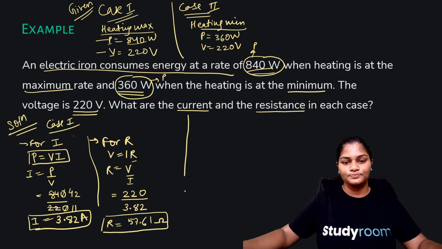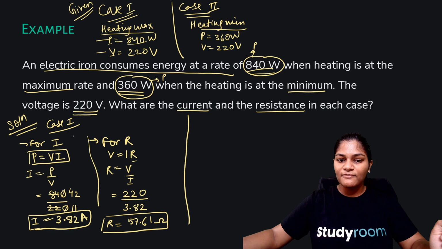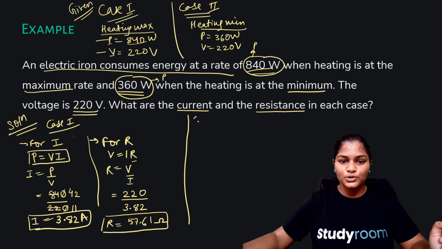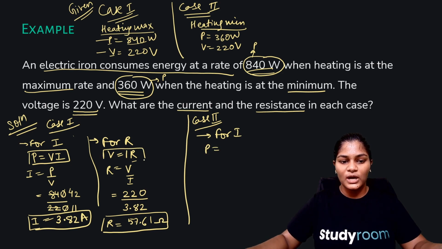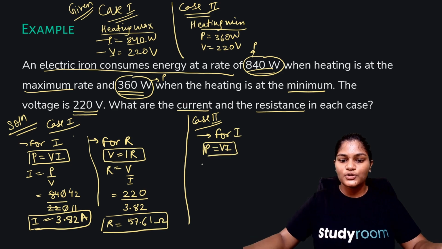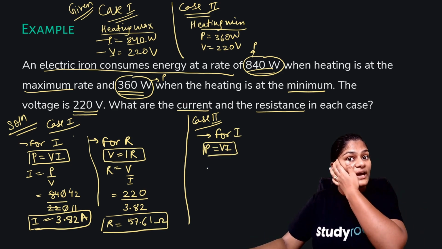Moving on to case 2. Same thing we have to do for case 2. Same formulas you have to use, so it's not tough for you anymore. So we have to find current. We use P equal to VI. So what does that give us? We have the power, we have the voltage.